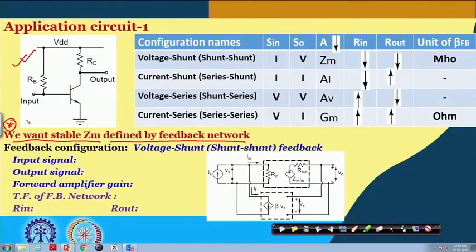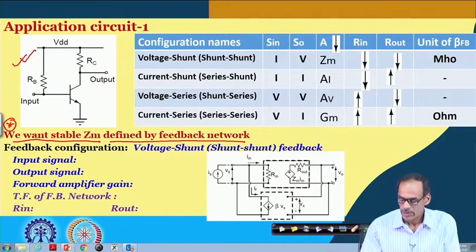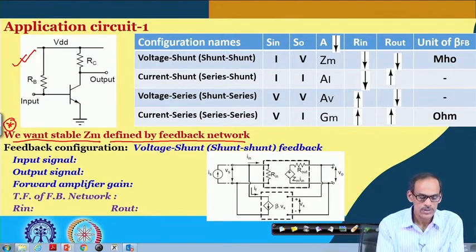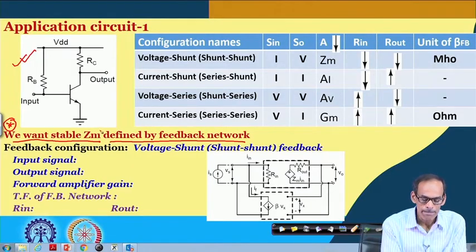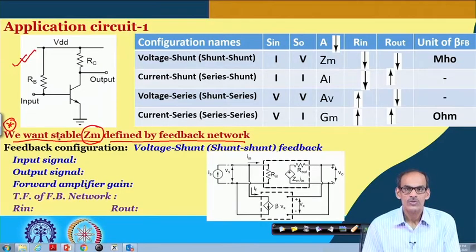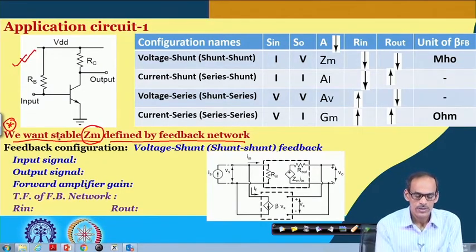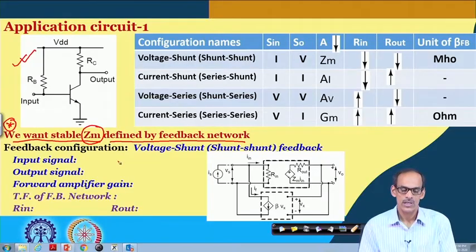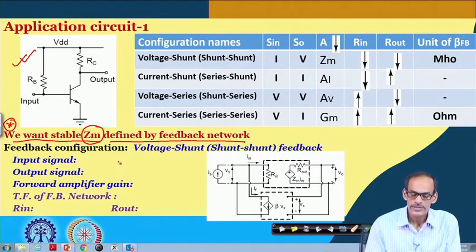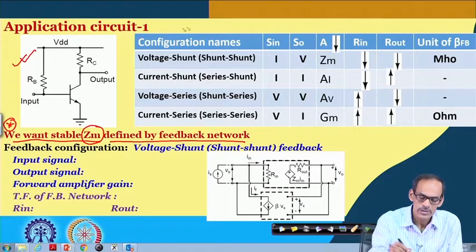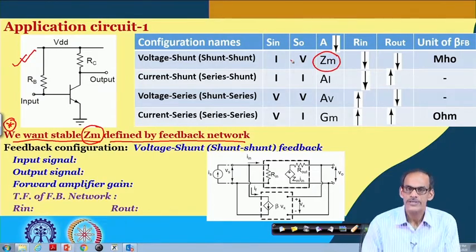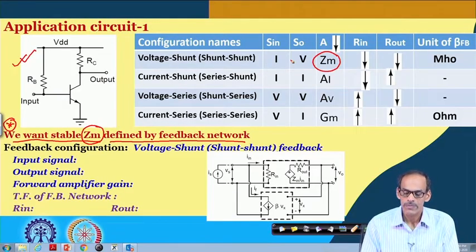So, what we are talking about is the common emitter amplifier, and what we are looking for is that Zm, the transimpedance of the amplifier, which we would like to stabilize, and it should be defined by the feedback network element. As this table suggests, if we are looking for this Zm to be stabilized by the negative feedback, then A should be Zm.